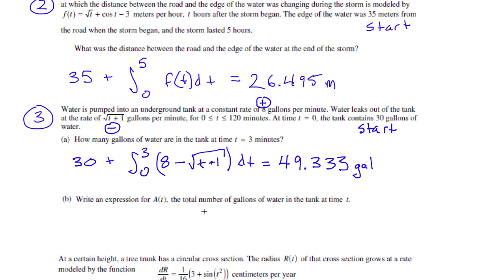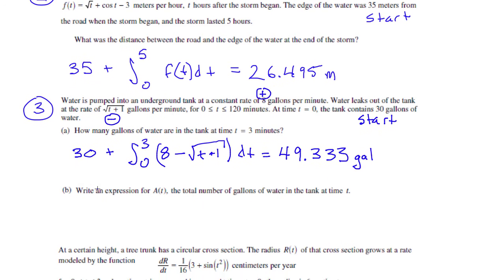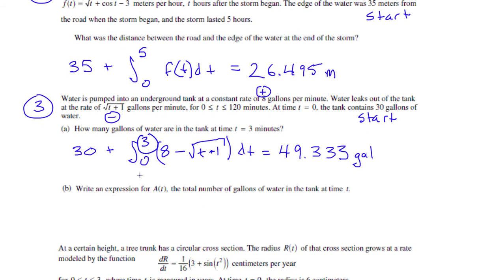All right, part B. Write an expression for the total number of gallons at time t. So that's going to be the same thing, but that 3 is going to be changed to a t. So isn't this a problem because of the t? Yeah.